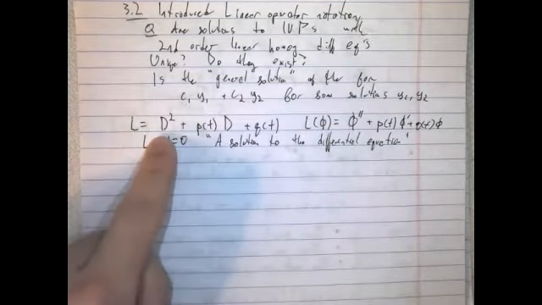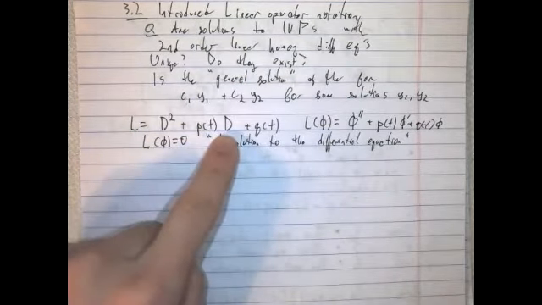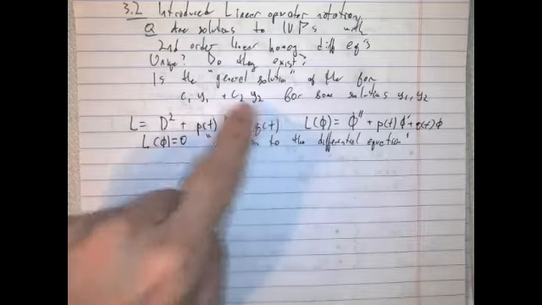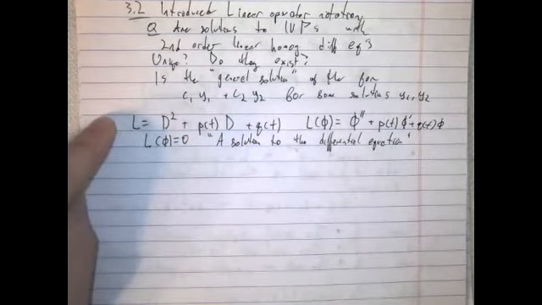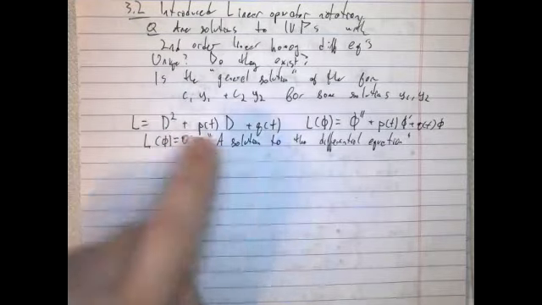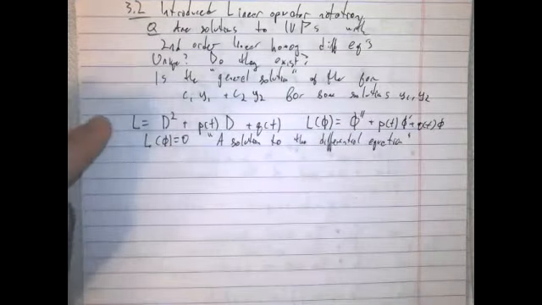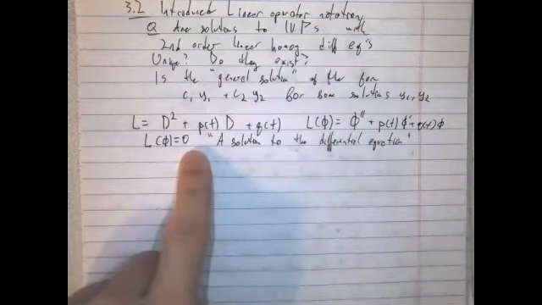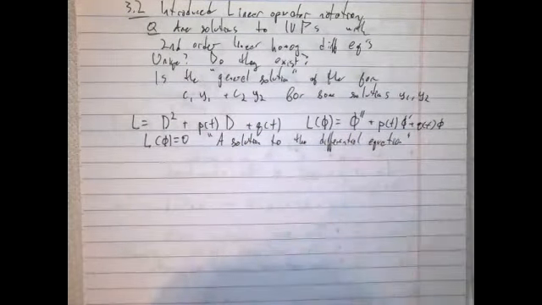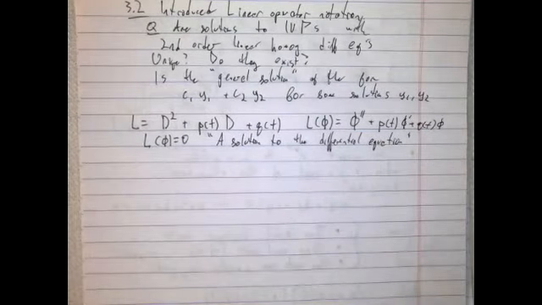When I write L is equal to d squared plus p of t times d plus q of t, I can think of this as representing a differential equation because it tells you how you're supposed to differentiate a function. And if I differentiate a function phi in this way and I get back 0, that's the same thing as phi being a solution to the differential equation.